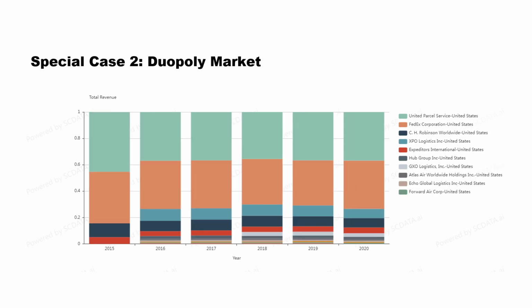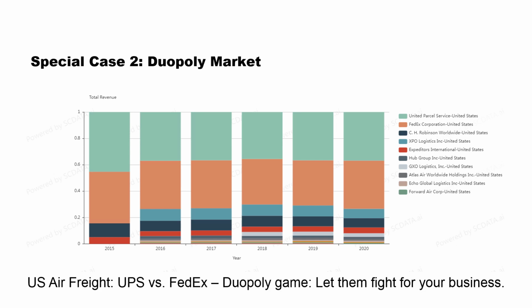The second special case is the duopolized market with 2 dominant players. An example of the duopoly market is the U.S. air freight, with 2 major players, UPS and FedEx, splitting nearly 70% of the market. How to take down 2 giants at one time when you cannot handle even one of them? The only way is to create competition between the 2 for your business. Of course, the more value your business has, the better the result would be.